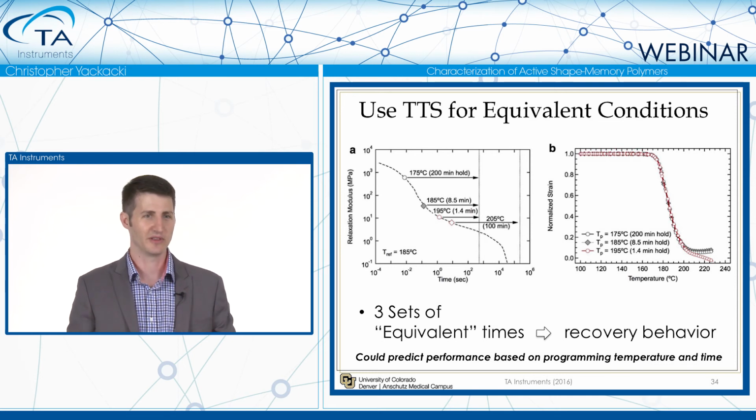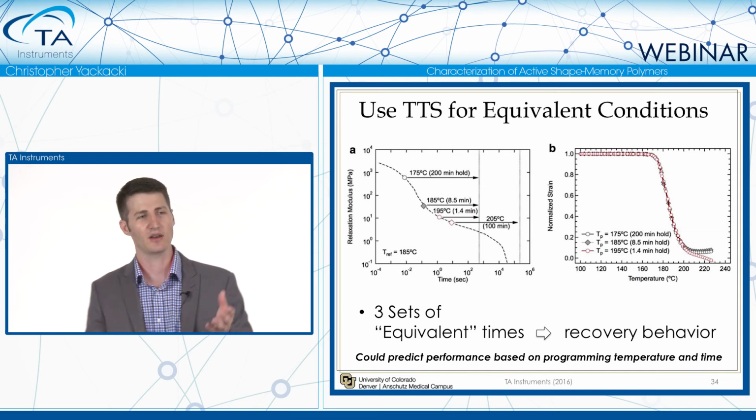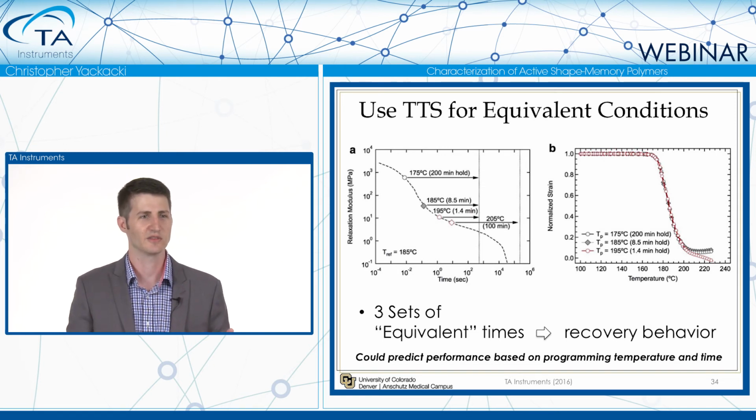As for that fourth example that's not plotted here on B, 205 degrees Celsius for 100 minutes, if you recall from 2 or 3 slides ago, it had terrible recovery. And if you look at the relaxation modulus curve, you can see that's well past where the modulus is relaxed to 0. It's totally rearranged, as if it melted or experienced flow.